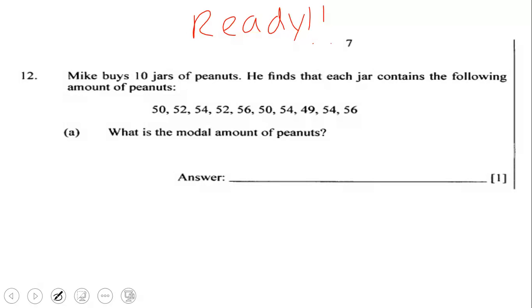We begin by reading the question. And the question states the following. Mike buys 10 jars of peanuts. He finds that each jar contains the following amount of peanuts: 50, 52, 54, 52, 56, 50, 54, 49, 54, and 56. A. What is the modal amount of peanuts?